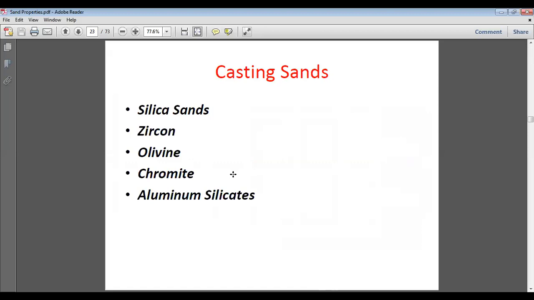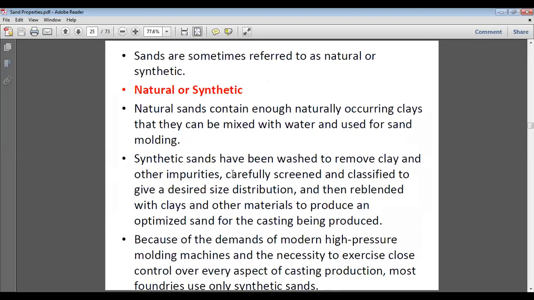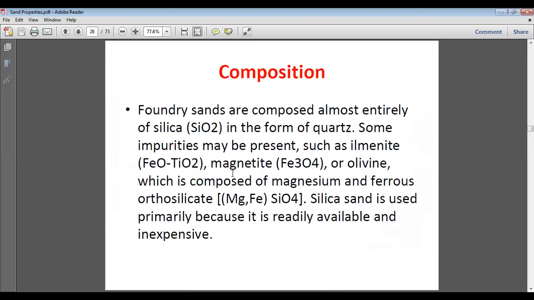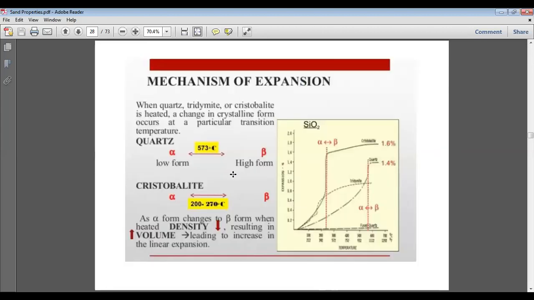Then casting sands. These are the casting sands: silica sand, zircon, olivine, chromite, and aluminum silicates. Then silica sands, natural and synthetic sands. Composition: silica sand, SiO2, and FeO, and ilmenite, magnetite, Fe3O4, then olivine, then magnesium ferrous silicate, that is known as ferrous orthosilicate. These are the compositions of silica sand. Quartz is also an important constituent of sands. Then mechanism of expanding quartz.